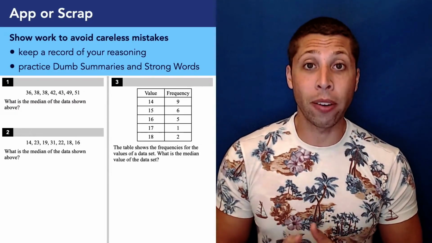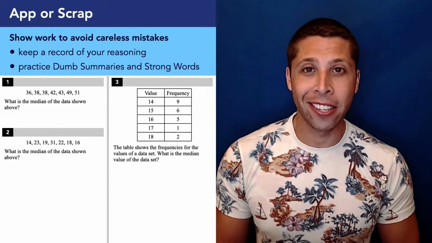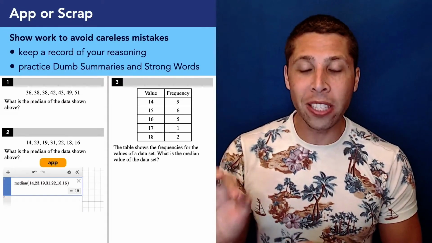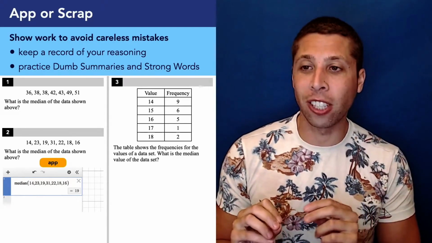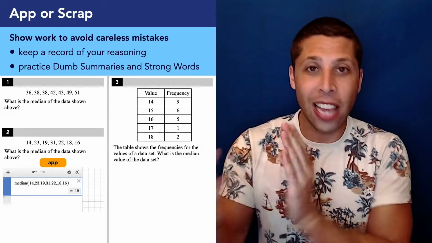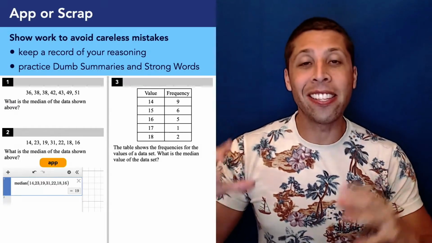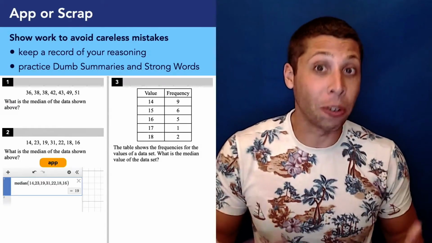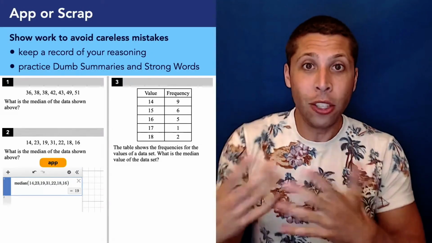And this is a case where the app might be really useful, especially if you don't remember what median is. Because if you use the Desmos calculator and either type the word median or select it from the list of functions and then just type all the numbers that they gave you, it's going to just tell you what the median is. And you might remember that median is the middle number when the numbers are in order. And so if they give you a list like number 2 where they're not in order, you don't need to put them in order.